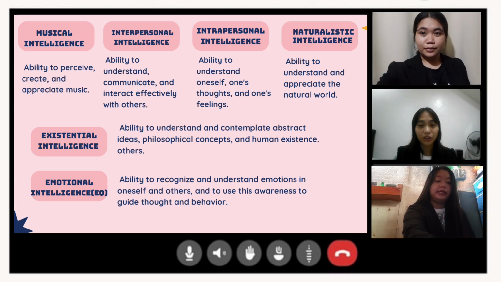And number eight is naturalistic intelligence, the ability to understand and appreciate the natural world, including plants, animals, and nature. And for example is botanists, biologists, and farmers who identify plants, species, or predict weather patterns. And number nine is existential intelligence, the ability to think deeply about abstract ideas, philosophical questions, and human existence.